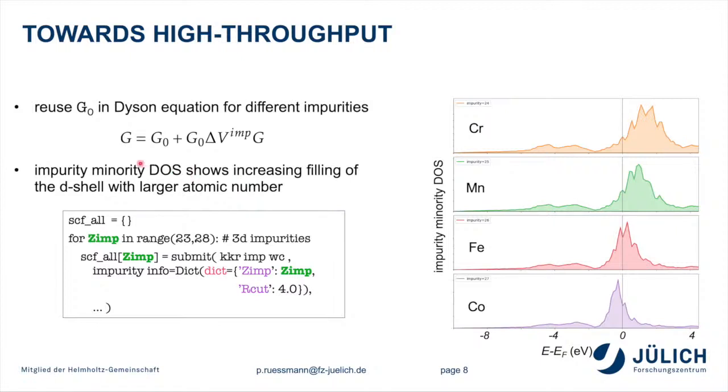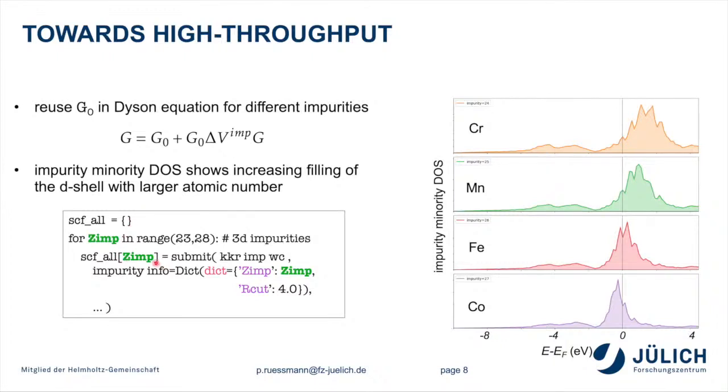Here also this impurity problem is a nice way to use this, because we can actually reuse the G0 for several impurities and then look at chemical trends, varying the impurity and investigate this in detail. So here I again show a mini example of now magnetic impurities in the copper host.